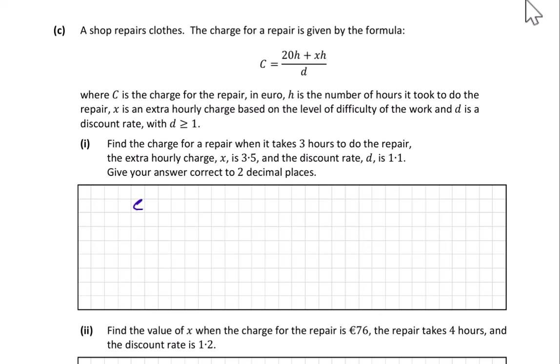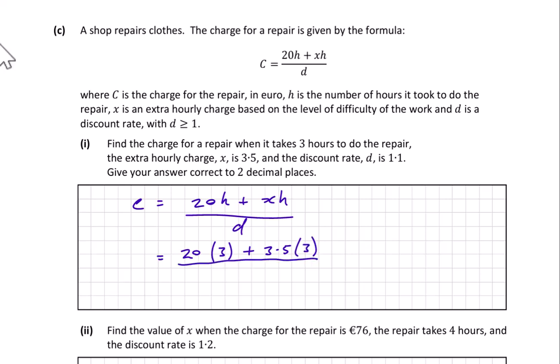So this is just a case of writing down the formula, which is 20H plus XH over D, and then just sticking in the numbers that were given. So it's 20 times H, the number of hours it took to do the job. In this case, it took 3 hours. So it's 20 times 3 plus X, the extra hourly charge based on the level of difficulty, in this case 3.5. You've got to multiply that by H, which is 3, and then divide by the discount rate, in this case 1.1. So when you do this one, to 2 decimal places, you should get 64.09, and that's in euros.